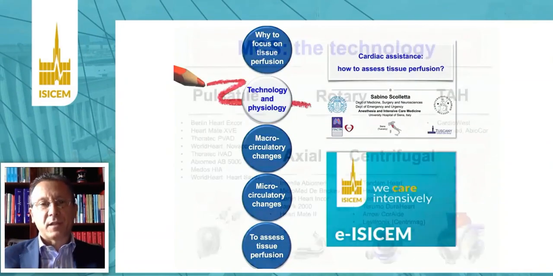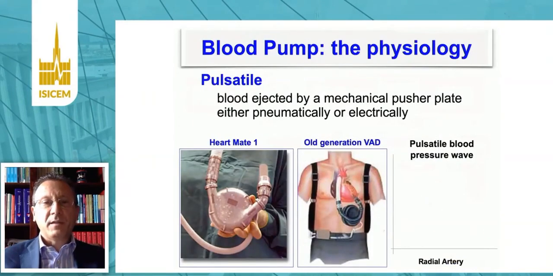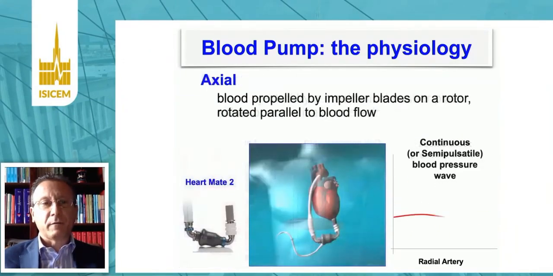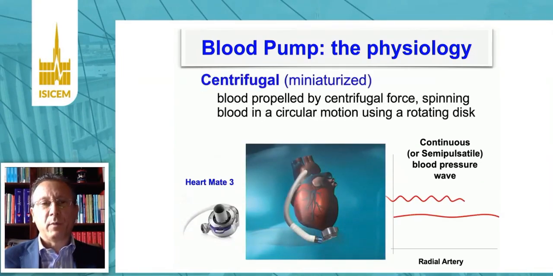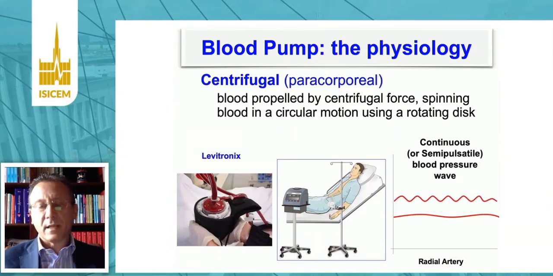What about technology and physiology? There are different types of VAD, and they can be pulsatile, rotary, or total artificial heart, and rotary can be either axial or centrifugal. With the pulsatile blood pump, blood is ejected by a mechanical pressure plate, either pneumatically or electrically. With axial flow pump, blood is propelled by impeller blades on a rotor, rotated parallel to blood flow. And with centrifugal blood pump, blood is propelled by centrifugal forces, spinning blood in a circular motion using a rotating disc. And this is the same for miniaturized or paracorporeal centrifugal blood pumps, such as ECMO.